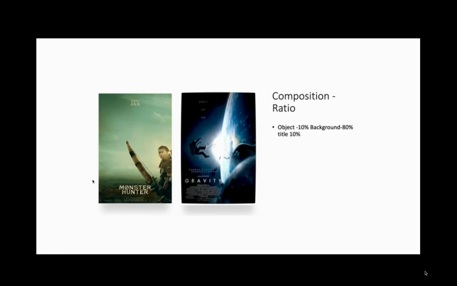So, one of the things that we really want to think about when we're making a movie poster is the composition and proportion of all the pieces in a movie poster. Most movie posters have three main pieces: the object, the background, and the title. There are several different ways that it can be used, and you'll notice, depending on what movie you're looking at, that each one of these is going to be a little bit different.